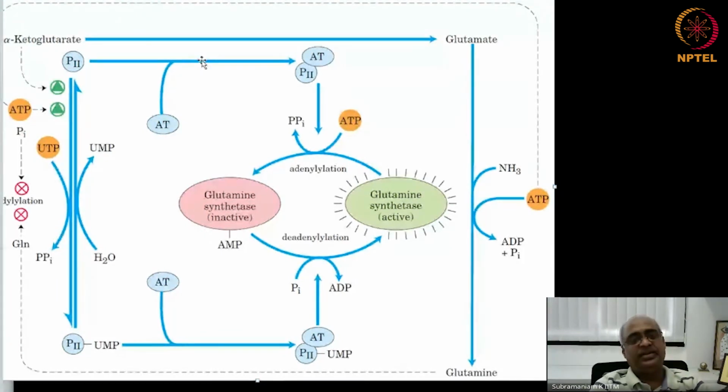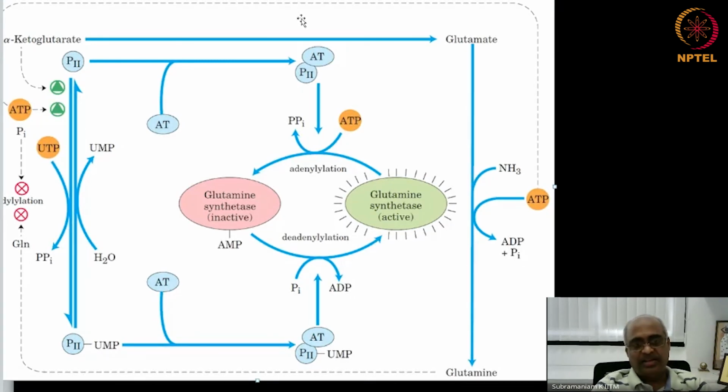So now let us look at who is associated with this AT. So a protein called P2, when it associates with AT, it activates the adenylation and it inactivates the ammonia fixing. Okay. On the other hand, if P2 itself is covalently modified by adding a uridyl group, the uridylated version of P2, if that binds to AT, it promotes the deadenylation. Okay, and that would make the enzyme active.